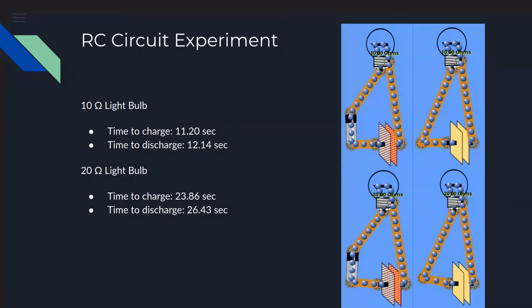Shown here are the charge and discharge times for a 10 and 20 ohm light bulb. We can see the times of a 20 ohm bulb almost double that of the 10 ohm counterpart. In other words, if we double the resistance within a circuit, the charge and discharge times approximately double.